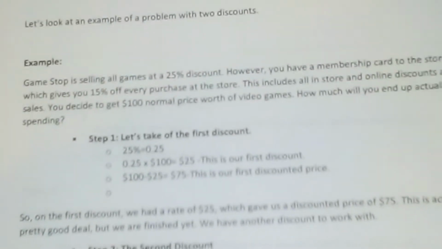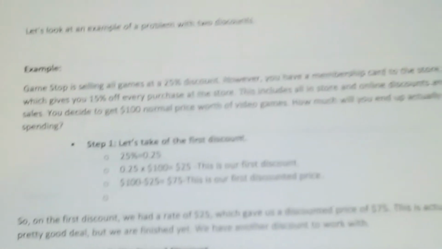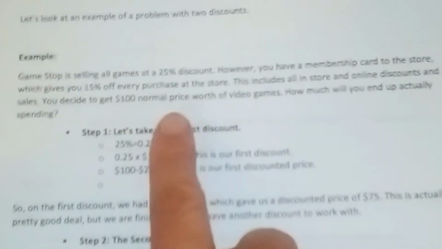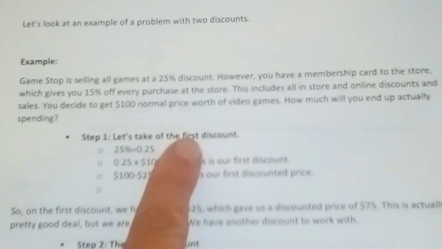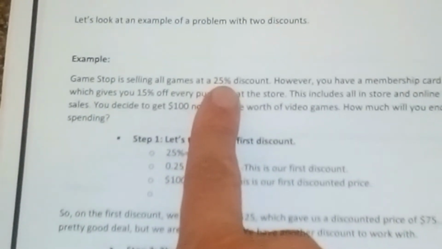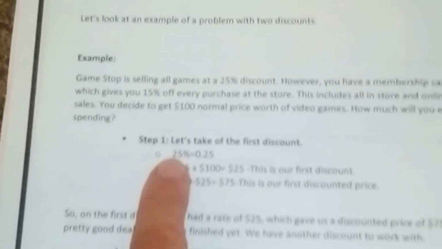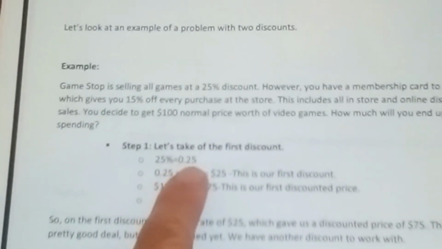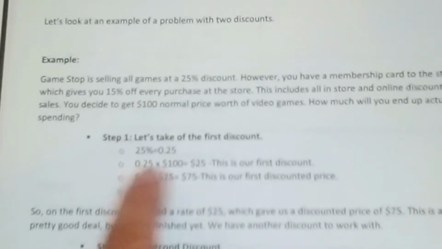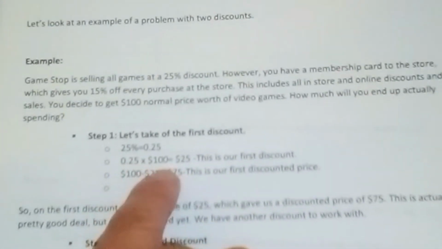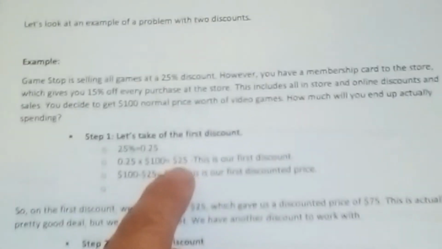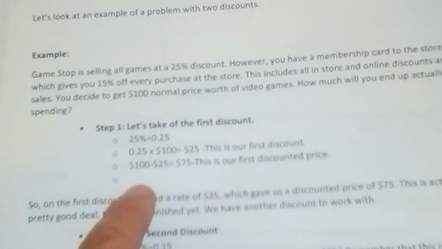So here's one where we have 2 discounts. So what we are going to do is we're going to take 1 discount at a time, and $100 is going to be our base price. So step 1 is, like I just said, let's take the first discount. So our first discount in the problem is 25%. So the first thing is we change 25% to a decimal, and we get 0.25. Then we are going to multiply this by 100 because we are getting $100 worth normal price of video games. So it's going to be 0.25 times 100, and when we multiply that, we get $25. So this is our first discount.